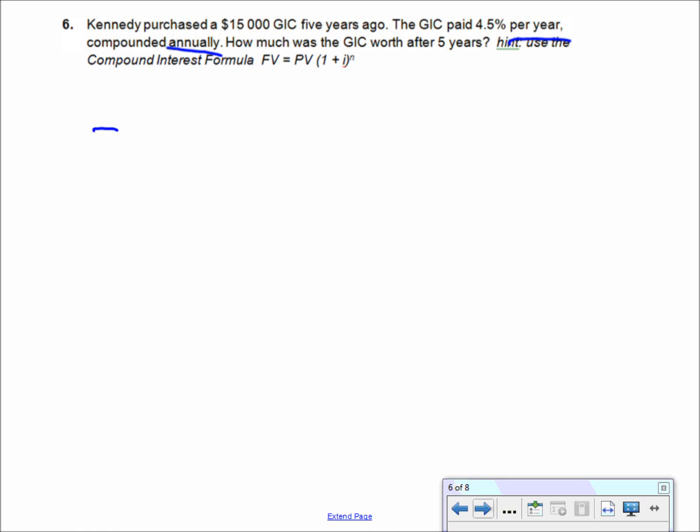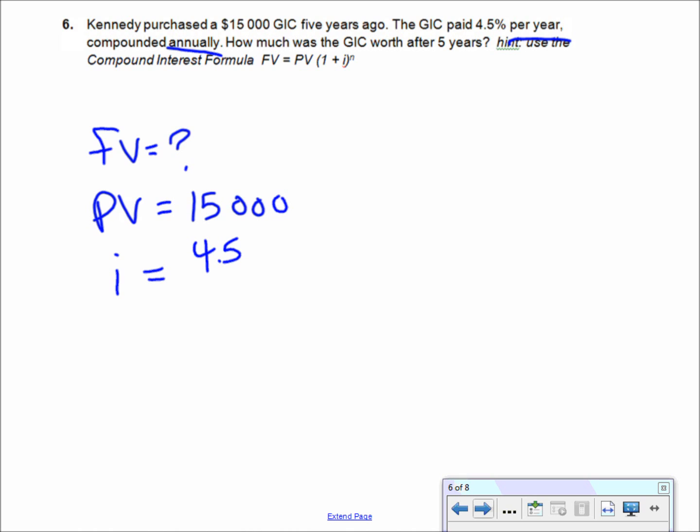So my future value is obviously what I'm calculating. My present value is equal to $15,000. The 1 is always 1. My i is my interest rate as a decimal. So you put your interest rate and divide by 100, or you just know to move the decimal place. Interest always has to be as a decimal. And n, in this case, is how many years he's doing it for: 5 years.